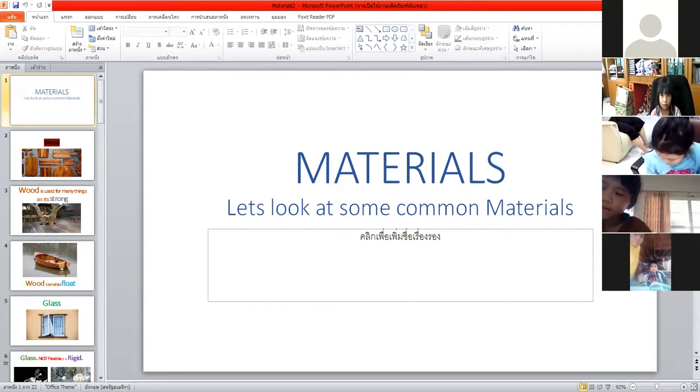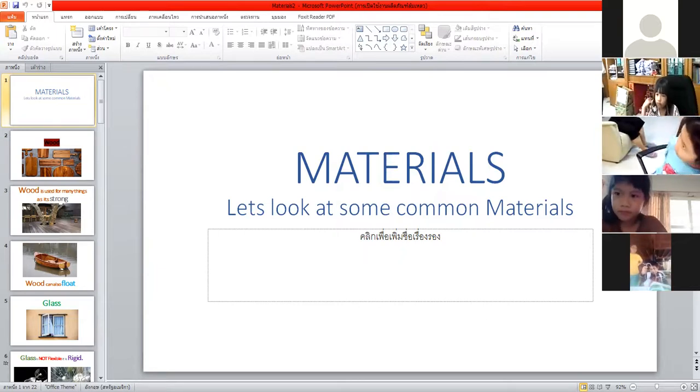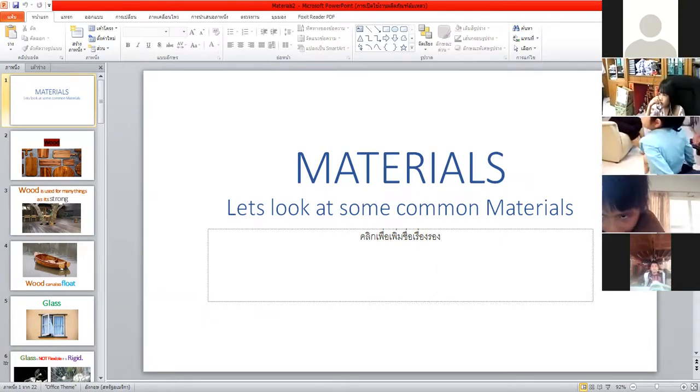Fabric is light, easy to lift up, and it's flexible. We'll see how flexible it is. This sail is made from fabric, and our bedsheets, and our pillows, and our mats, they're all made from fabric. Next material: what's this material? Does anyone know?